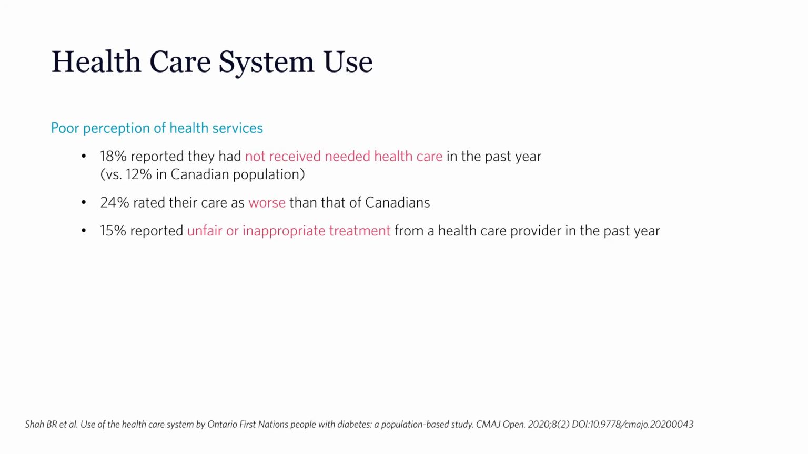The perception of health services amongst the same group of patients is revealing. 18% reported that they have not received needed health care in the past year, while 24% rated their care as being worse than other Canadians. 15% report unfair or inappropriate treatment from a healthcare provider in the past year. This reflects poor therapeutic alliance and a trusting relationship that will be required for high-quality healthcare.